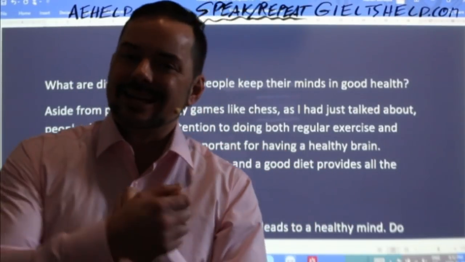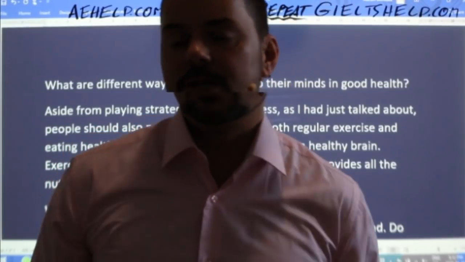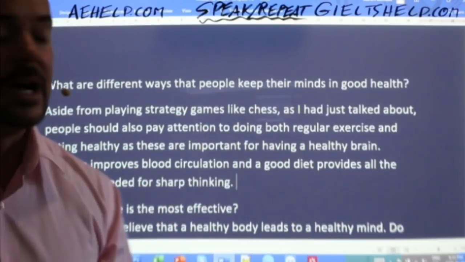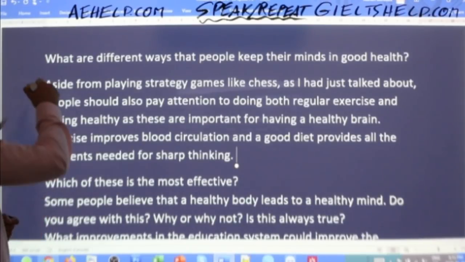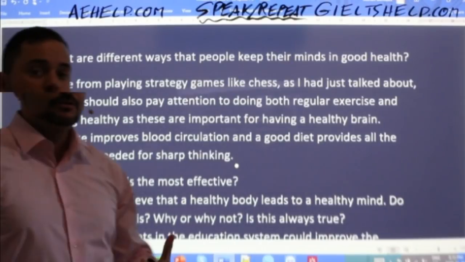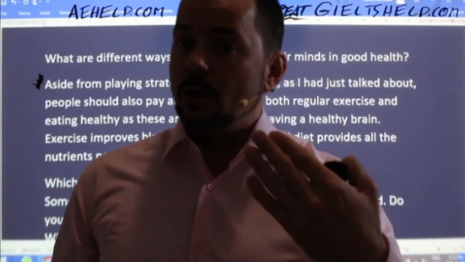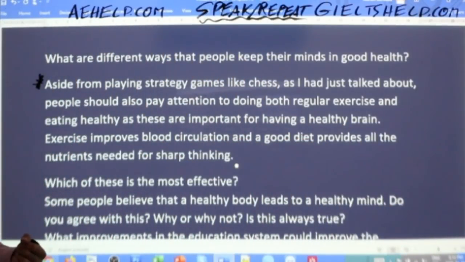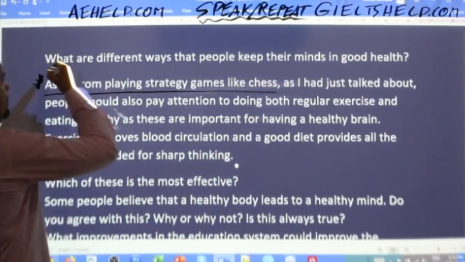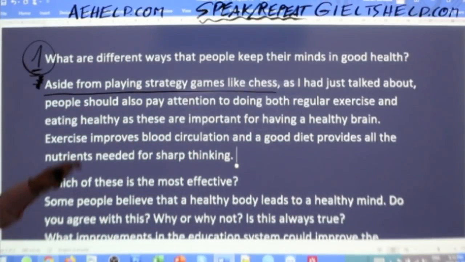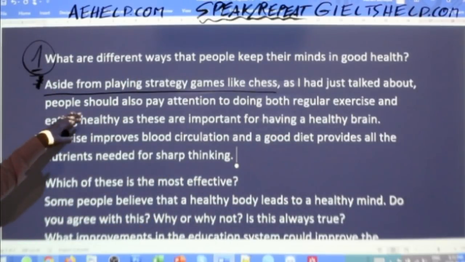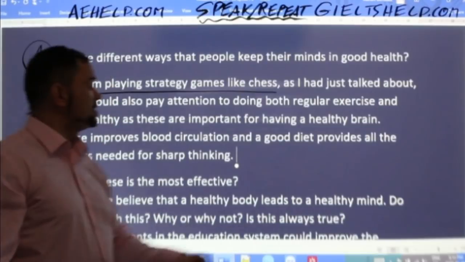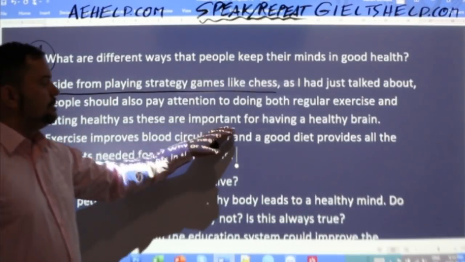All right, so what I'm doing here, viewers, members, is giving you that band 9 level response where you're showing lexical resource, you're showing grammatical range, fluency, coherence, all of those key elements to get those high band scores. Notice how here I'm reflecting immediately. So a few of you did a good job to make that connection to your part 2 response about chess, which was nice. To take that one step further, use this kind of phrase to have the connection coming up right away, right at the beginning. So aside from playing strategy games like chess, as I had just talked about, people should also pay attention to doing both regular exercise and eating healthy, as these are important for having a healthy brain.